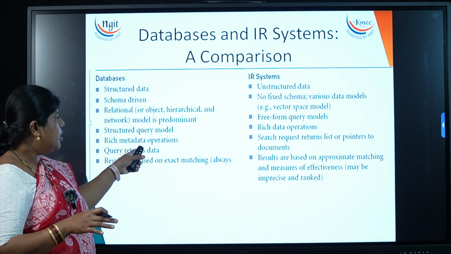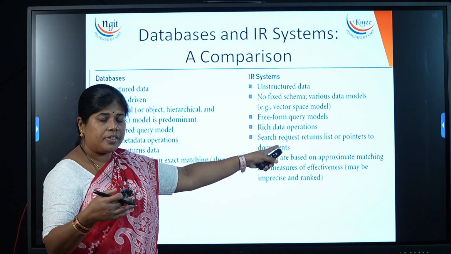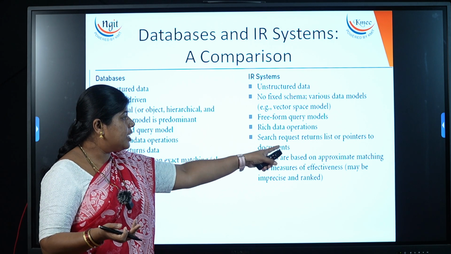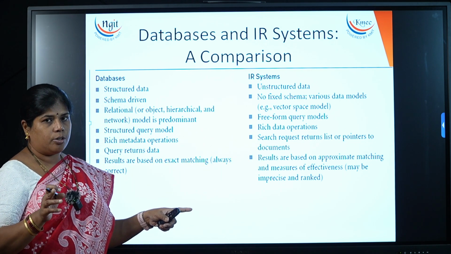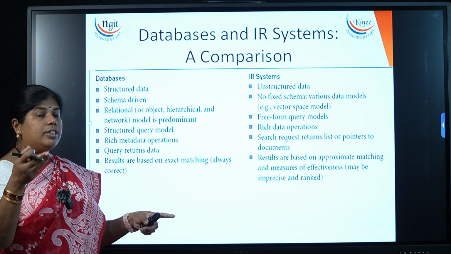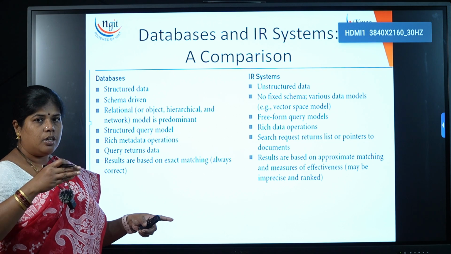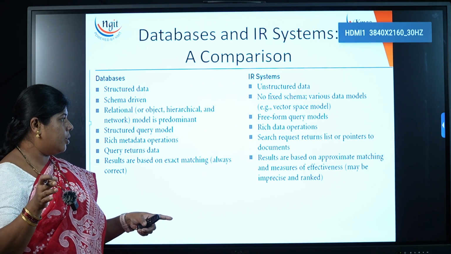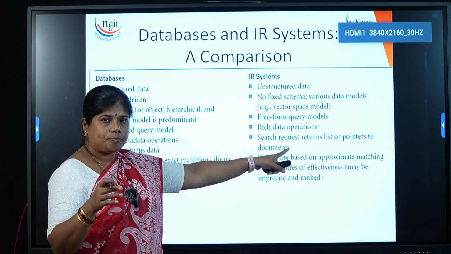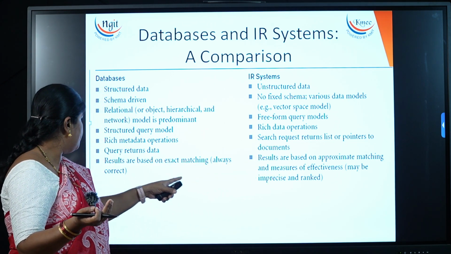Then the next one is what? In a database, the query is returning the data. But here the query, that is the search request, is returning what? A list or pointers to the documents. Now how are we storing the documents? Using the inverted index. Now that inverted index contains what? The pointers to your actual documents. So you are getting, as an answer to the user search requirement, pointers to those documents.